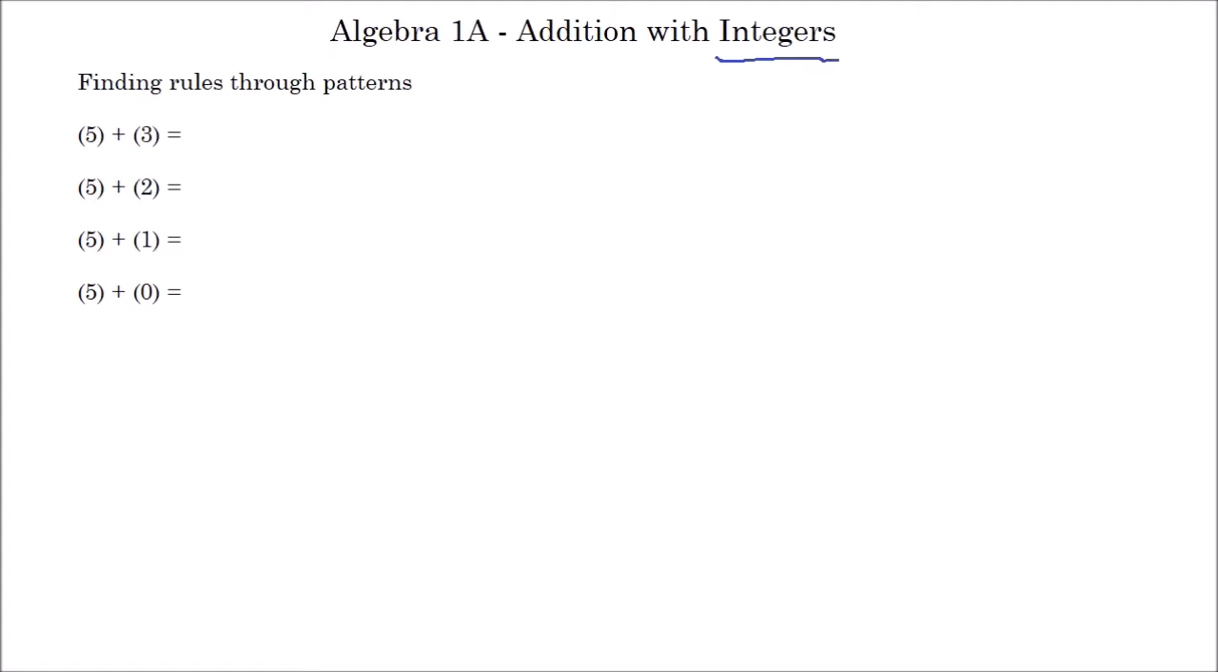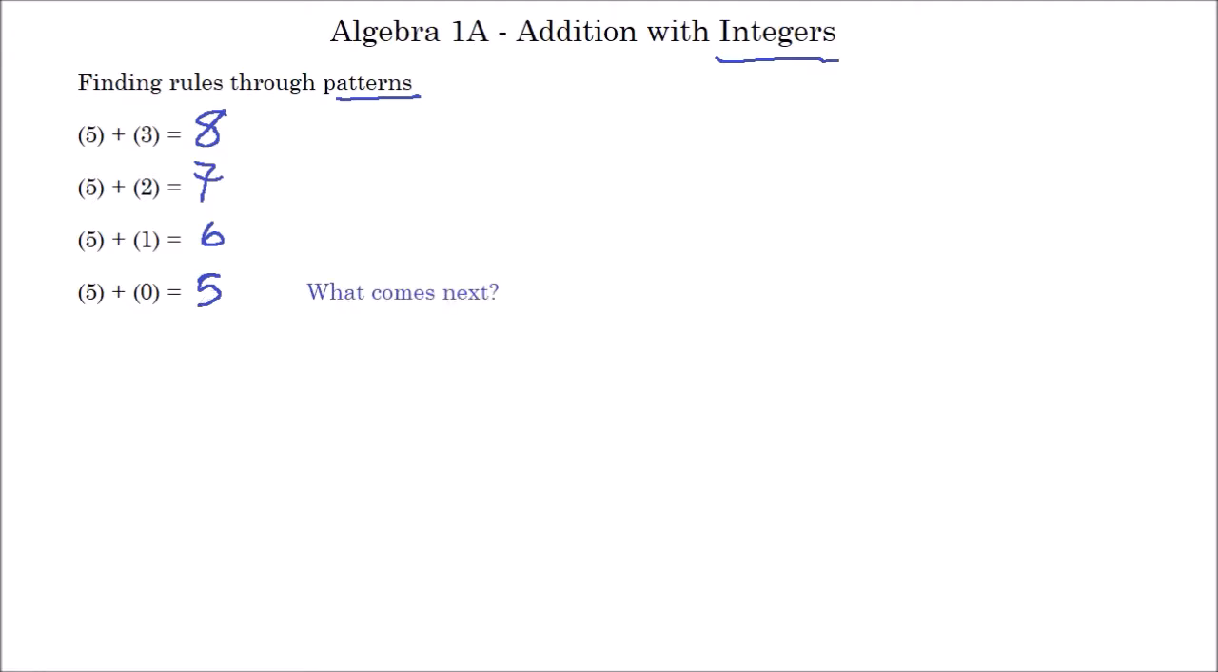As we often do in math, I want to examine some patterns and see if we can find a rule or come up with a strategy. I've got 4 addition problems written down, and I hope you can do these without a calculator. Starting with 5 plus 3, I know my math facts. I know 5 plus 3 is 8, and then 5 plus 2 is 7, and then 5 plus 1 is 6, and 5 plus 0 is 5. So there we go. Now my question to you is, what comes next?